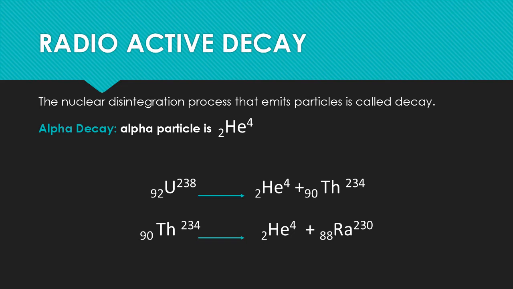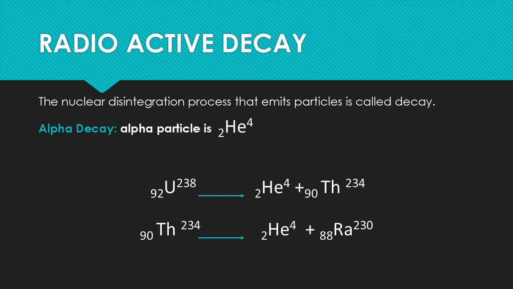Radioactive decay. We have 3 types of decay: alpha decay, beta decay, and gamma decay. An alpha particle is a helium nucleus that has atomic number equal to 2 and mass number equal to 4. So during alpha decay, the atomic number drops by 2 and the mass number drops by 4.